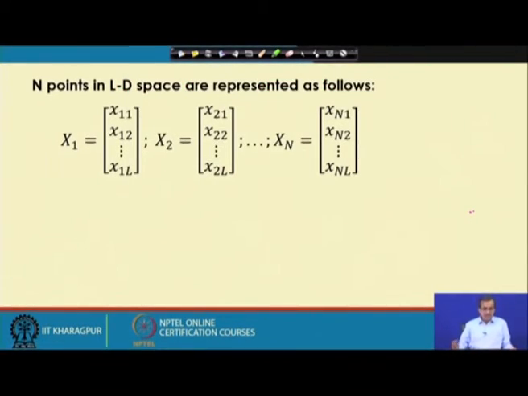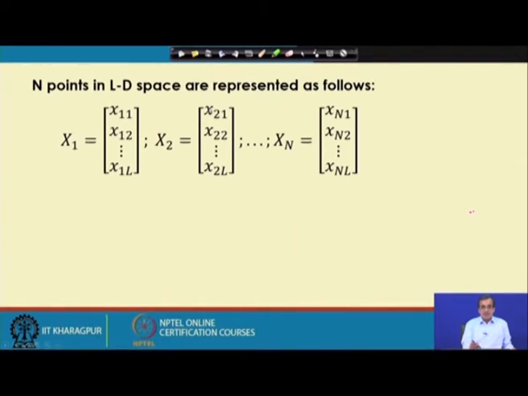Now, as I mentioned, in L-dimensional space, if I want to represent a particular data point, I will have to use capital L number of numerical values. For example, capital X1 is a collection of small x11, small x12, and so on, and the last numerical value is small x1L.